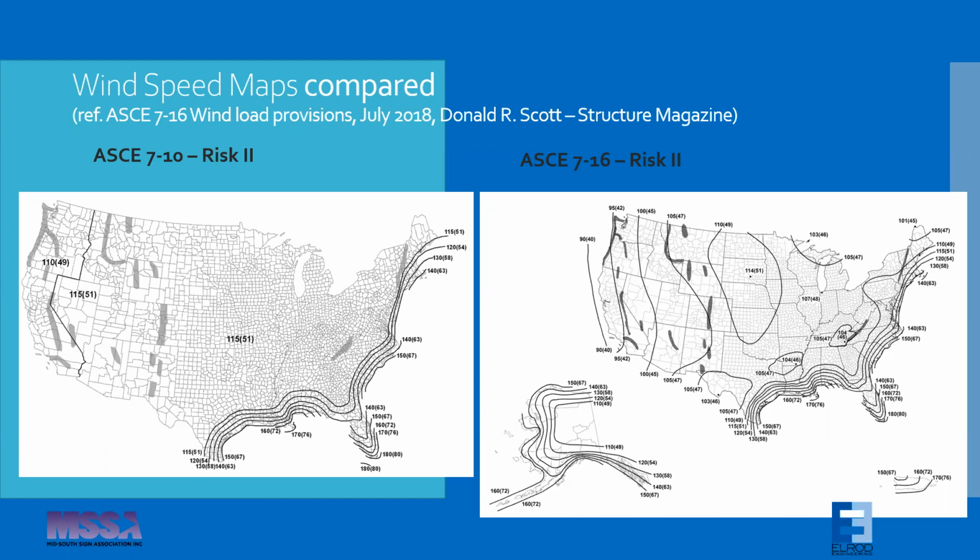Another example would be outside of Denver, I believe in the Pikes Peak area. If you look at the map, it's 115 miles an hour, but a local wind study has been done, and so design wind speeds there are 130 miles an hour. Important to know. Again, typically those are mountainous areas.